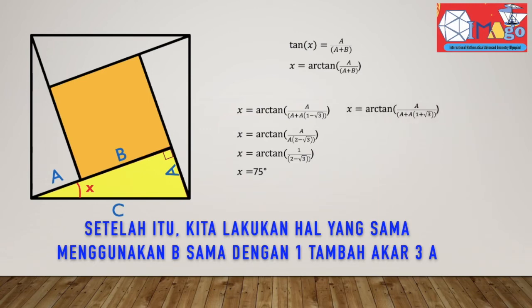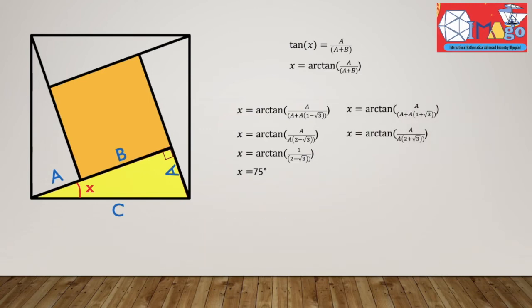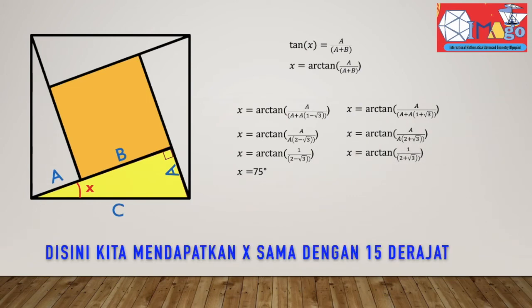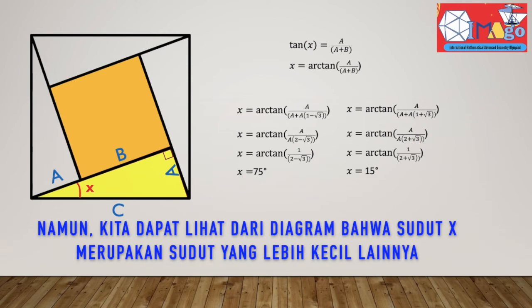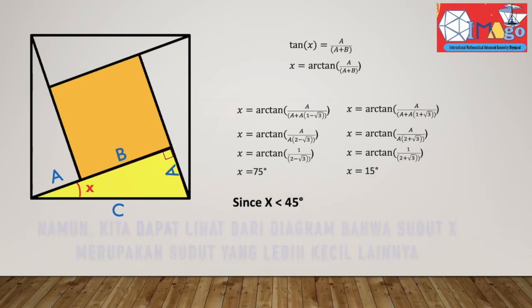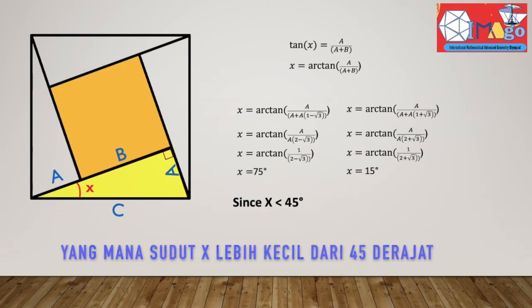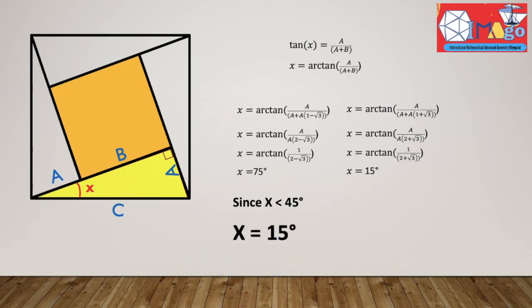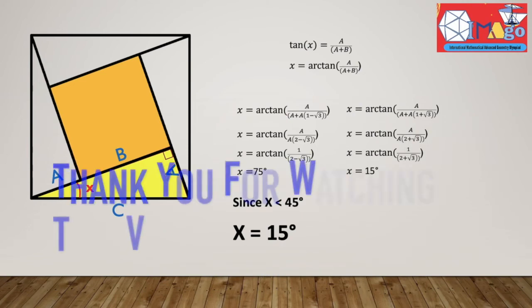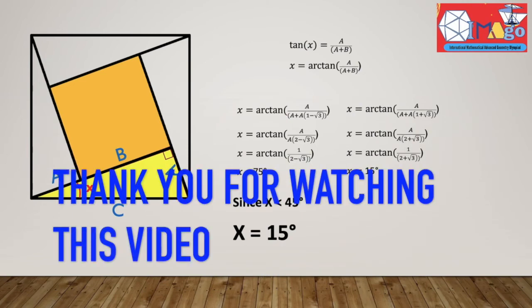After that, we do the same thing using B equal to (1 plus root 3)A. And here we got that x is equal to 15 degrees. However, since we can see in the diagram that x is a smaller angle, lower than 45 degrees, the correct answer should be x equal to 15 degrees. Thank you for watching this video.